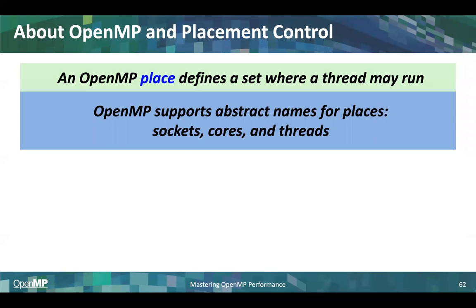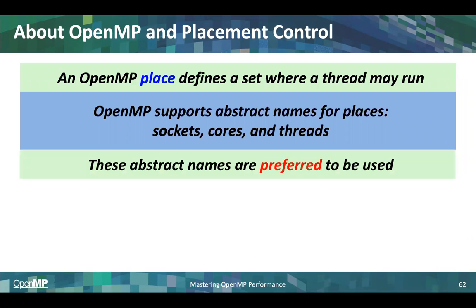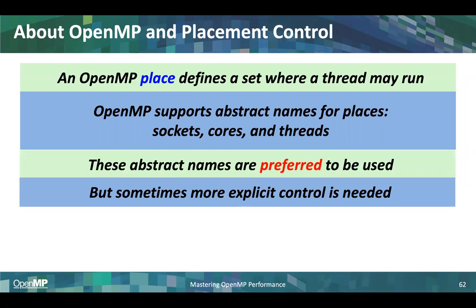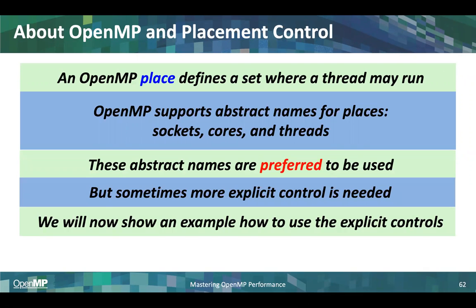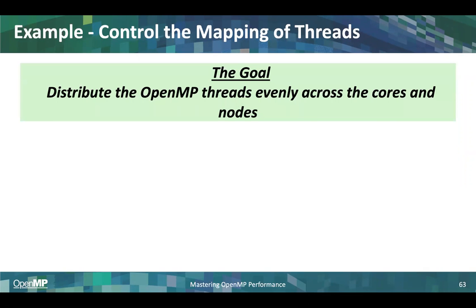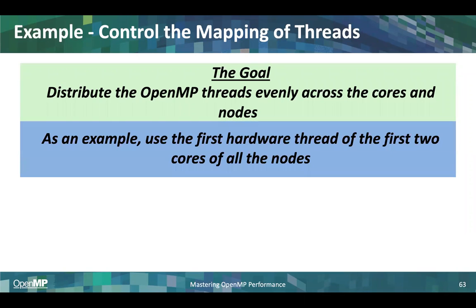Okay, I just said this a little while ago, and I said they're preferred to be used, but sometimes you want to go for the low-level numbers, and that's what I'm going to do. Okay. So let's say I set myself the goal to distribute the OpenMP threads evenly across the cores and the nodes. I want to spread them out over my entire system. For example, I want to use the first hardware thread of the first 2 cores of all the nodes. Okay, I'll show you a diagram of what I mean with that.